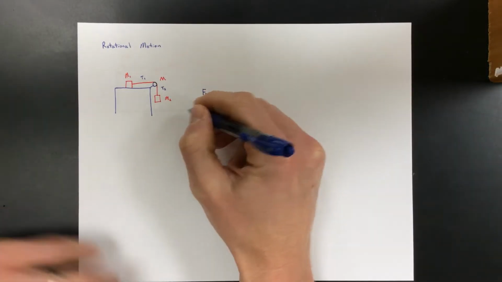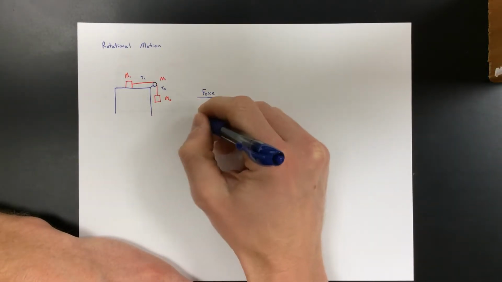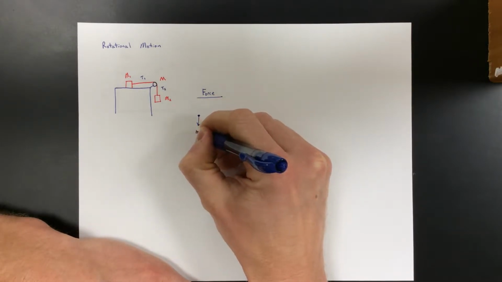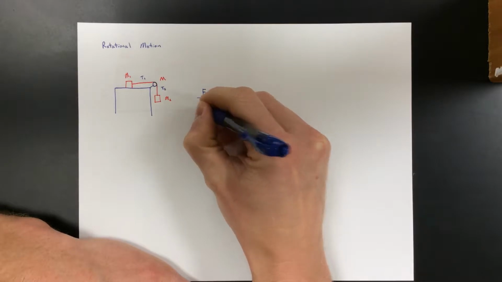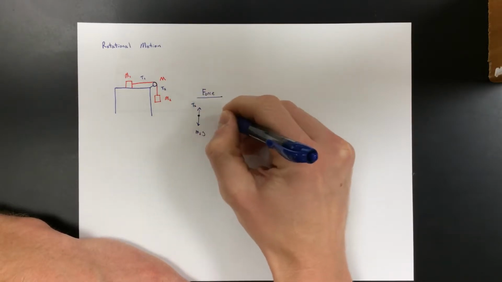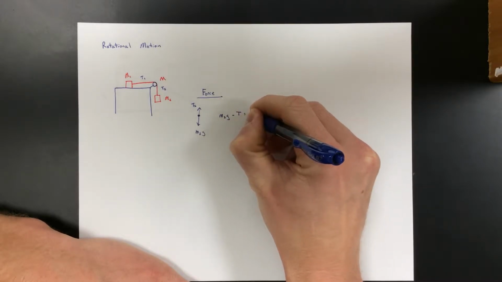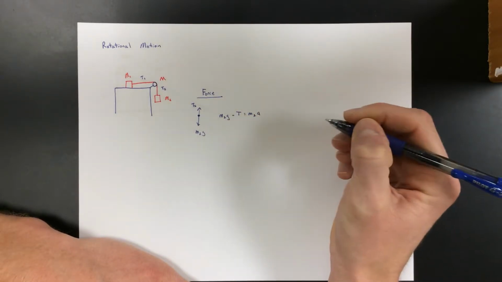And so for the forces, we're going to look at the hanging mass. If you look at the hanging mass and you draw a free body diagram, you're going to have its weight down and T2 is up. And since it's accelerating down, we know that the force down is greater than the force up. And so we can write an equation like that.